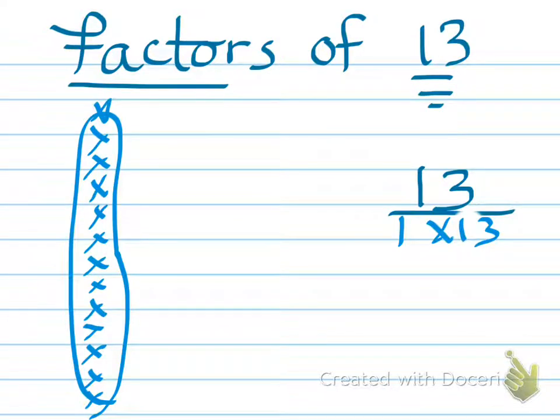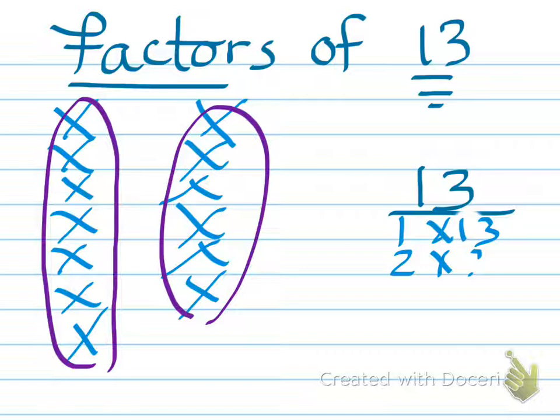Now let's go ahead and find the factors of 13 by creating different arrays. So remember, you always start with the 1, the identity property. 1 times 13 equals 13. Then you move on to the 2. And we have 13 broken into 2 groups, which is, we can't do that. We have an uneven array, so we cannot do that. So 2 is not a factor of 13.